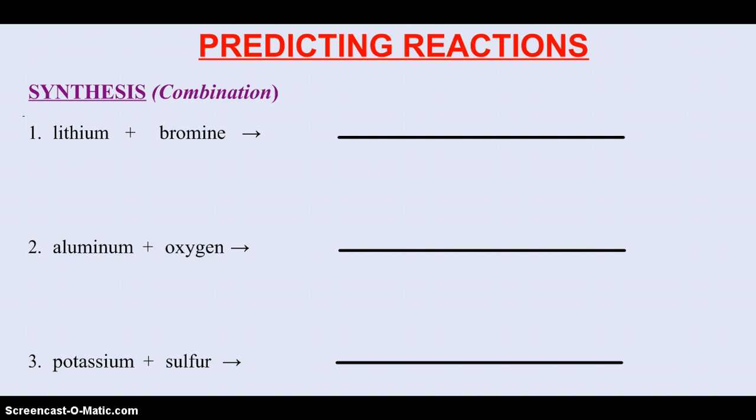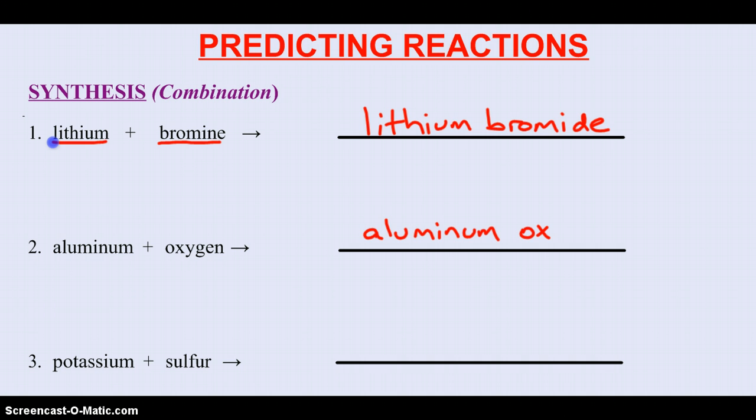For example, we have looked over and over again at the reaction when I take sodium and combine it with chlorine, I get sodium chloride. So if I take lithium and combine it with bromine, I'm going to get lithium bromide. Nothing too earth-shattering about that. And if I look at the second example here, aluminum and oxygen, I'm going to get aluminum oxide. And if I combine potassium and sulfur, then yes, you are correct. We're going to get potassium sulfide.